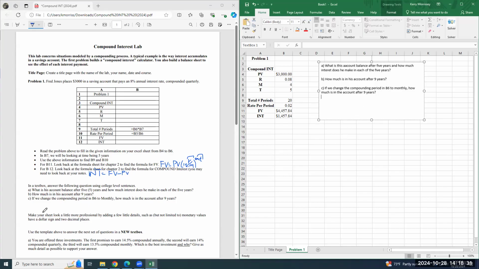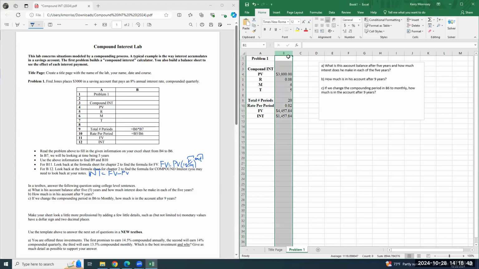Now make your sheet look a little bit more professional by adding a few little details, such as, but not limited to, monetary values, kind of like we did already here. Making sure it's two decimal places. Having things that are nice and centered as well goes a long way. So I might center everything here. And then I like putting things in bold, making sure nothing is cut off, things like that.